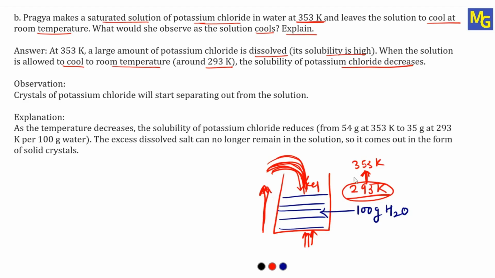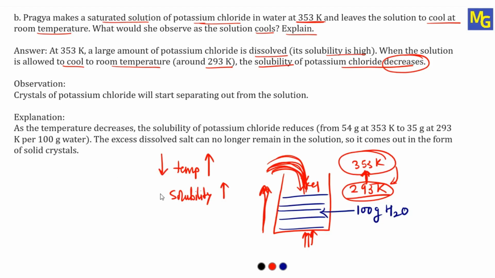And now after reaching the saturated level at 353 Kelvin, we are going to cool it and bring it back to 293 K, that is room temperature. When we decrease the temperature, solubility will also decrease. There is a relation between temperature and solubility. As the temperature increases, solubility also increases. And as the temperature decreases, solubility also decreases. So we increased the temperature by heating, it dissolved more salt, meaning solubility increased. As we bring it back to room temperature by cooling, solubility decreases.